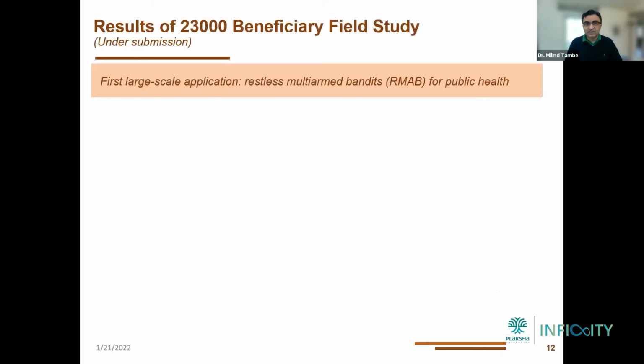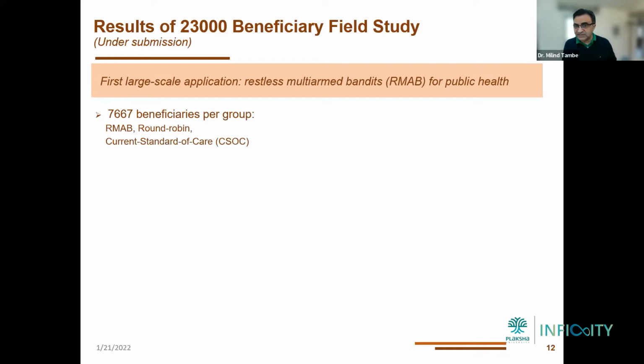We conducted a study of 23,000 beneficiaries. This work was recently accepted at AAAI 2022. As far as we know, this is the first large-scale application of restless bandits for public health. And so here we created 3 groups. One was a restless bandit group, one was a round-robin group, and one was a current standard of care group. With 7,667 mothers in each group. In each group, we pulled 225 arms per week for 7 weeks.